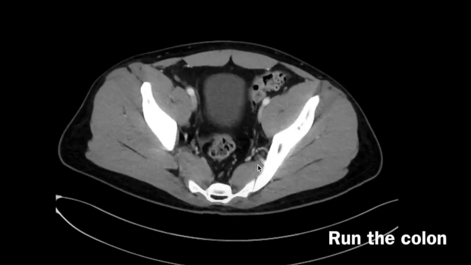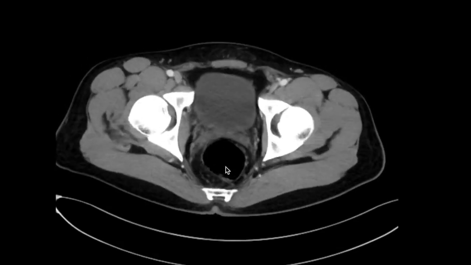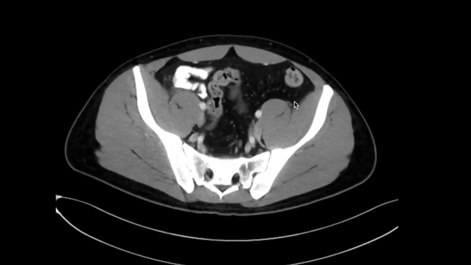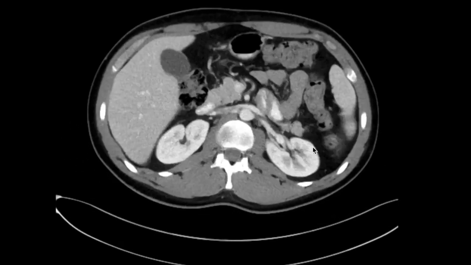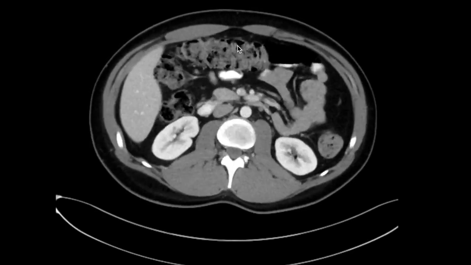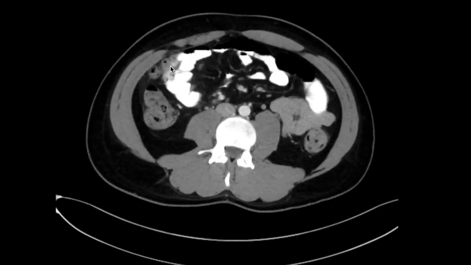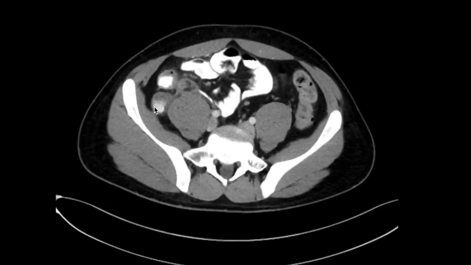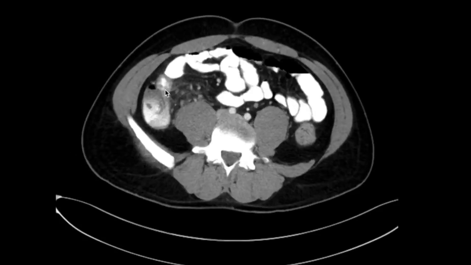And then I follow the colon. So you always want to run the colon, and I start from the anus to the rectum to the sigmoid here to the descending colon to the splenic flexure and transverse colon, hepatic flexure, and I'm following it backwards down the ascending colon all the way to the cecal base here. Once I've got to the cecal base, I look at the terminal ileum, which is here.